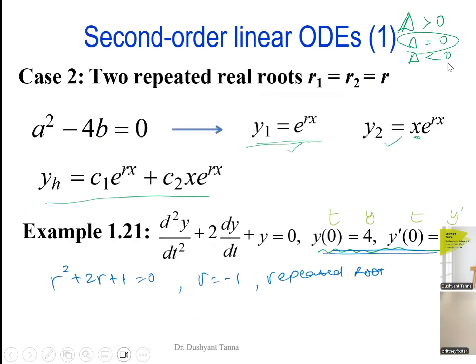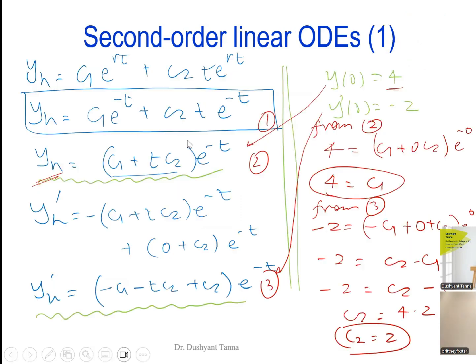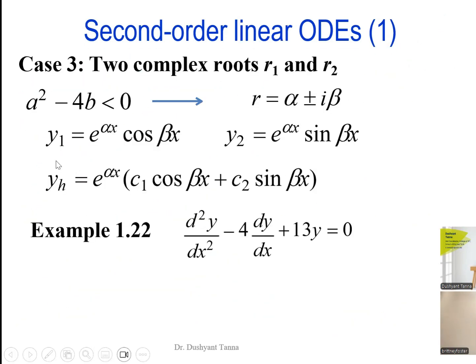I'll go back to this part. Now we are talking about delta less than 0. That's the part we are at. So the solution is y1 equals e raised to alpha x cos beta x, y2 equals e raised to alpha x sin beta x. And therefore yh is, you keep the e power outside, c1 cos beta x plus c2 sin beta x. Now many of you will be wondering, why did we introduce cos and sin?